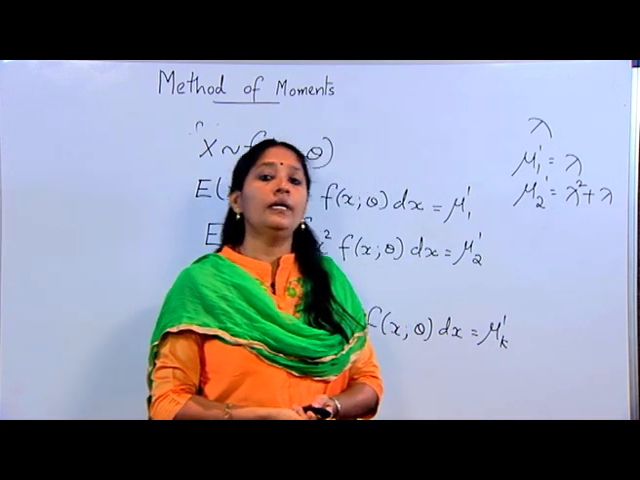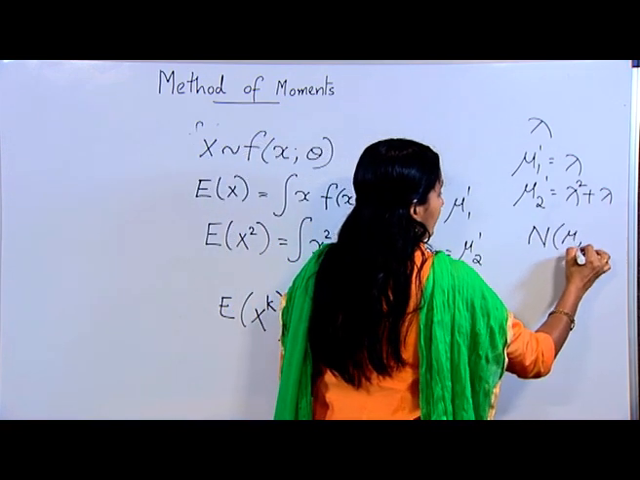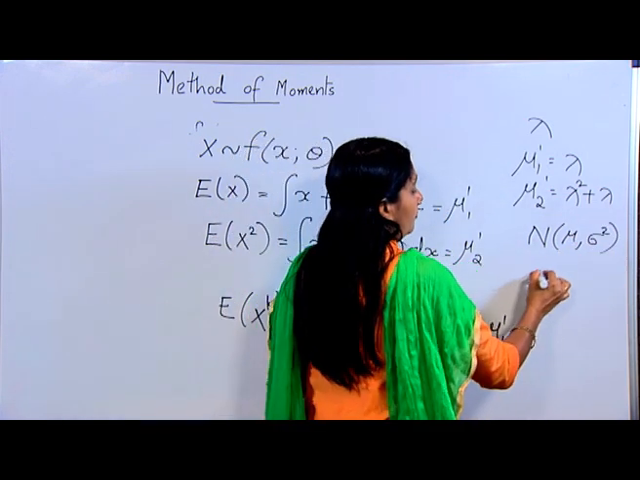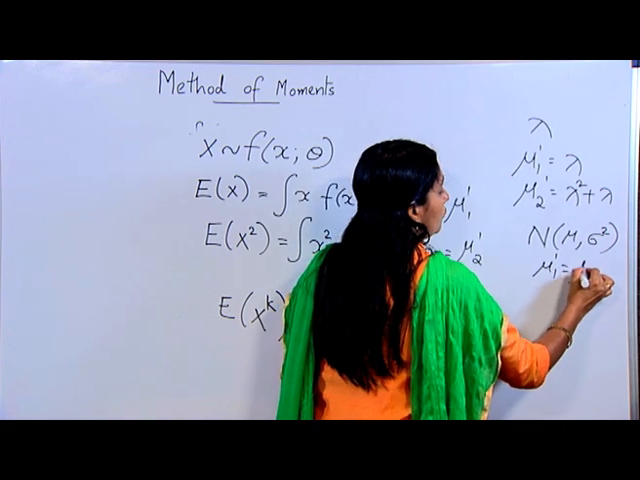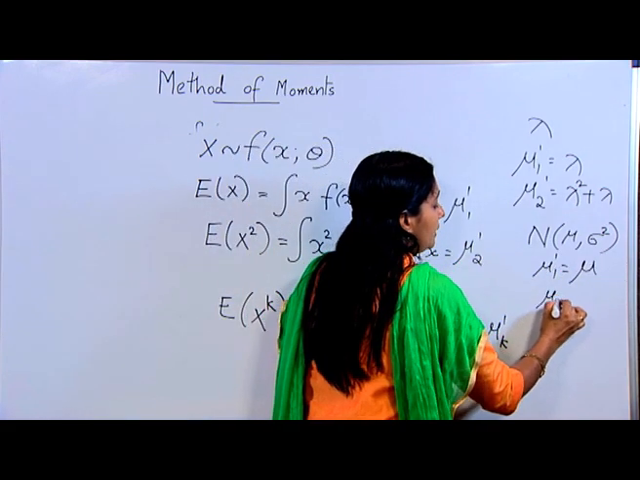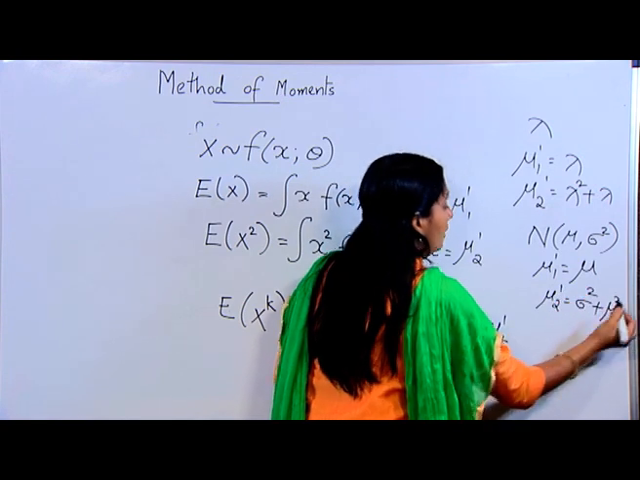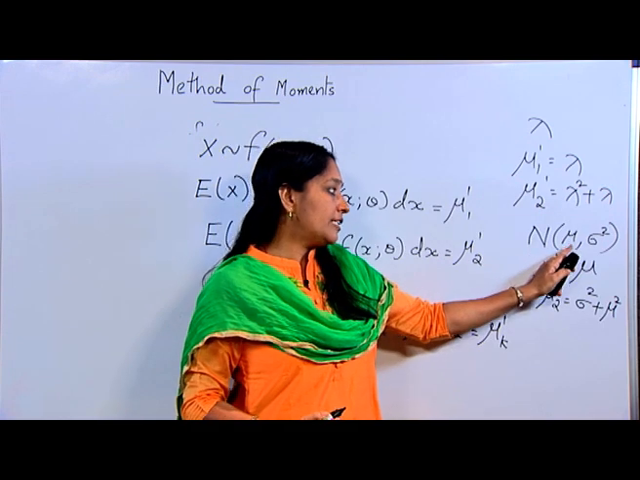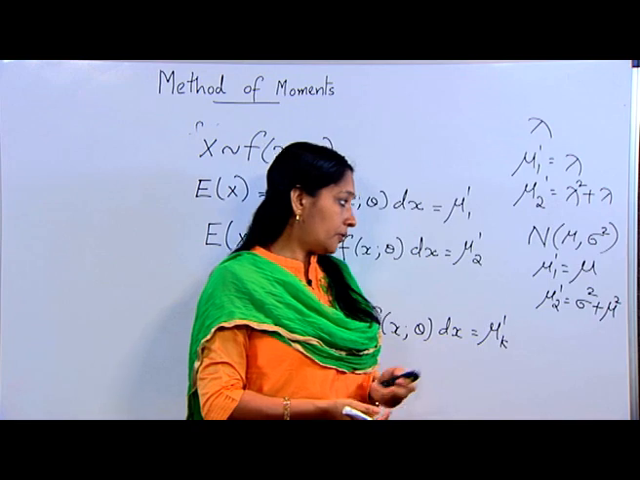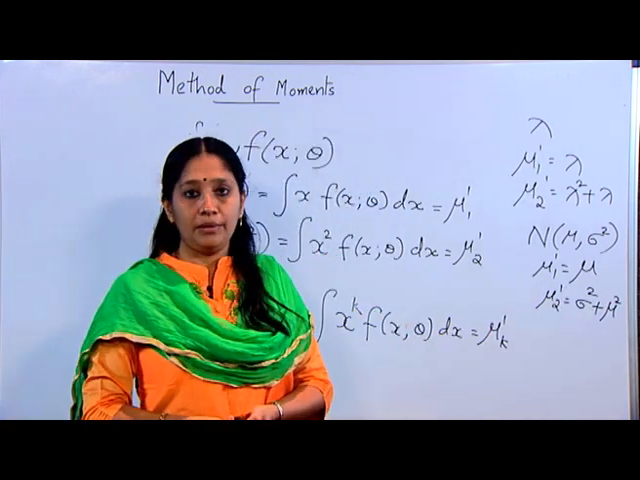Similarly, in the case of normal distribution N(mu, sigma square), we have the first order moment mu 1 dash equal to mu, and the second order moment mu 2 dash equal to sigma square plus mu square. Here we have two parameters mu and sigma, and the population moments are functions of the population parameters.